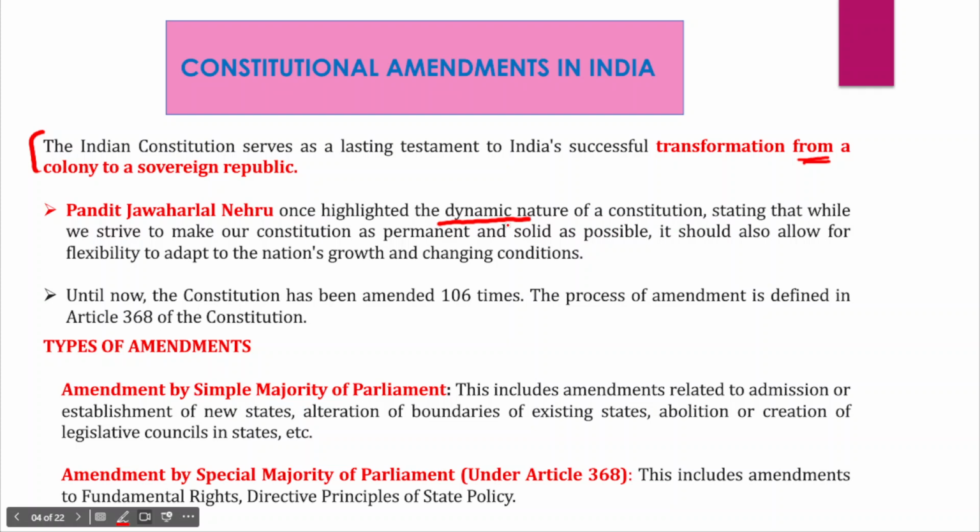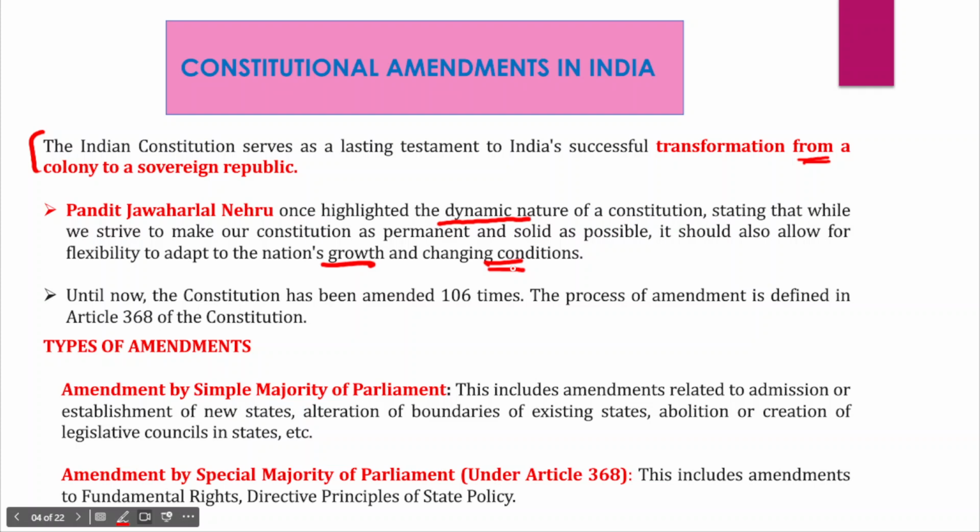So therefore, he visualized the Indian Constitution as a permanent constitution, and at the same time he wanted the Indian Constitution to have a certain degree of flexibility, so that it could adapt to the nation's growth as well as the changing conditions that have been taking place over a period of time.